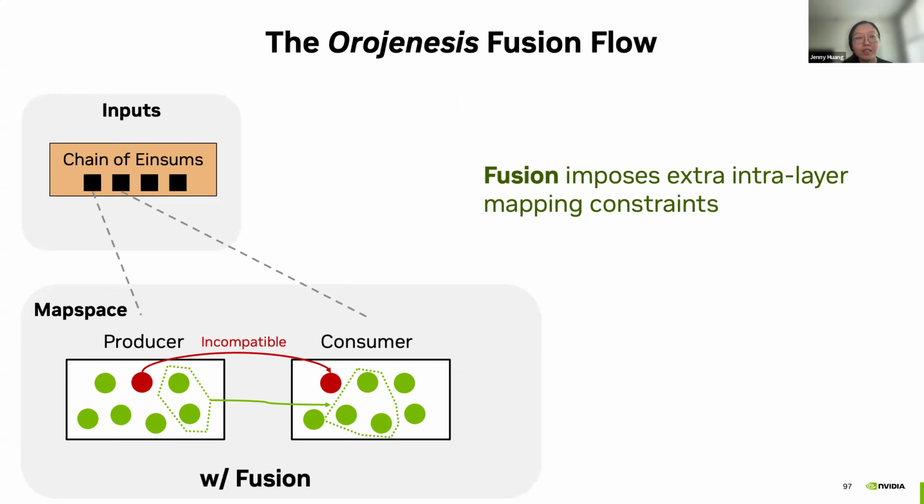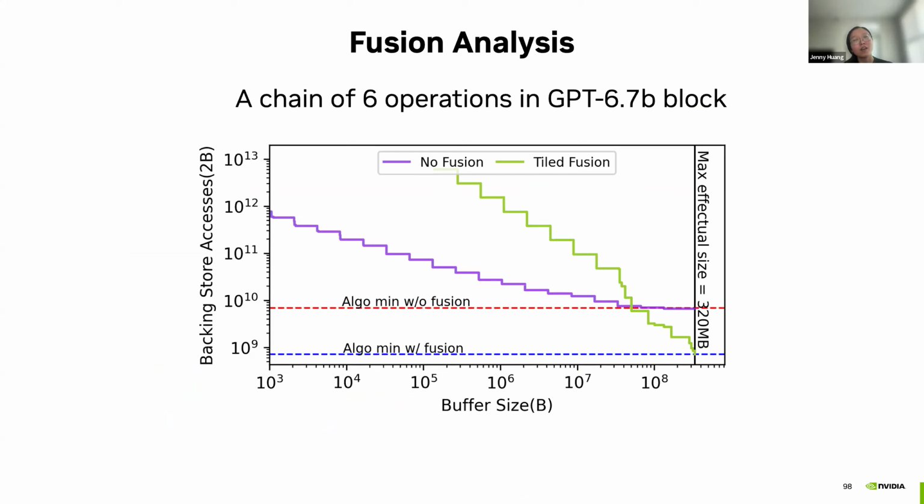The questions we're trying to answer here are, first, whether fusion is a good optimization to apply given the buffer capacity, and second, how much buffer we need in order to benefit from operation fusion. With this fusion analysis in Orojenesis, in this example we're fusing a chain of 6 operations in the GPT-6.7B block. Comparing the no-fusion bound with the fusion bound that we exploit in Orojenesis, we can answer this question.